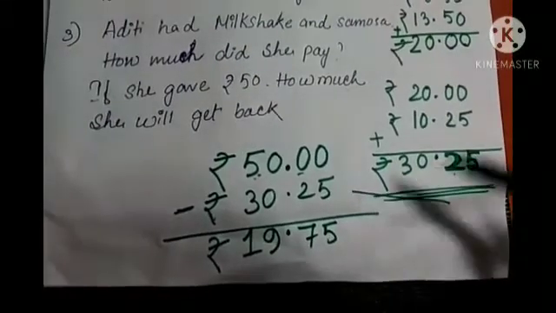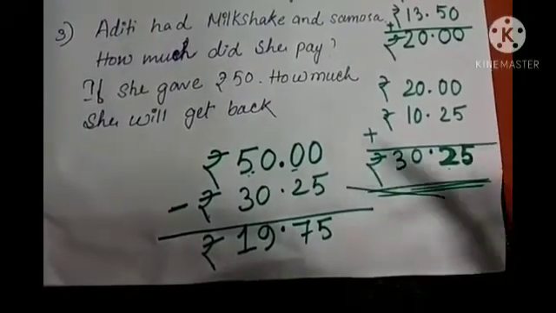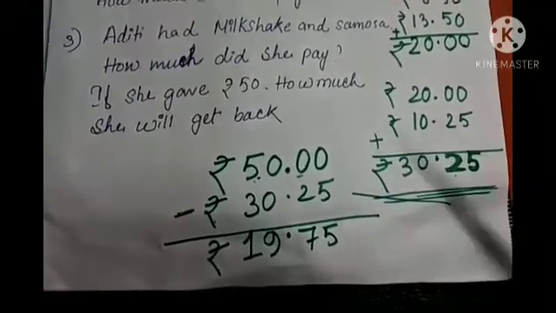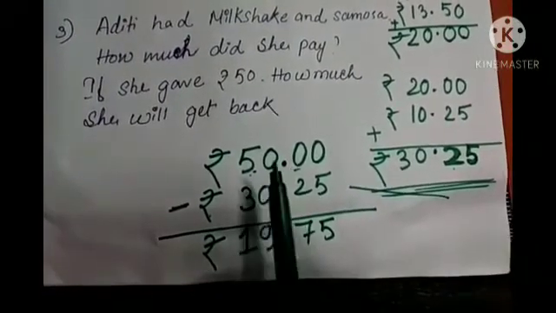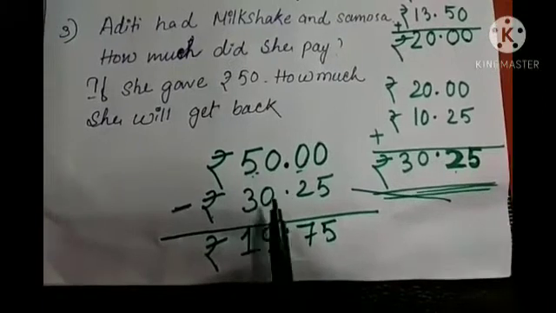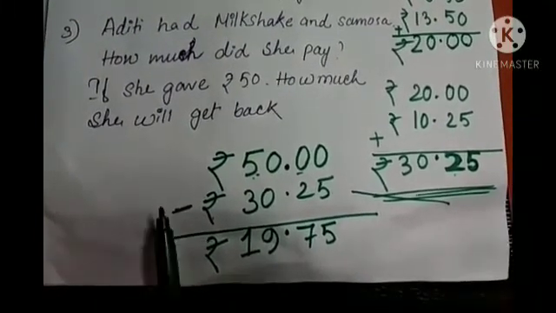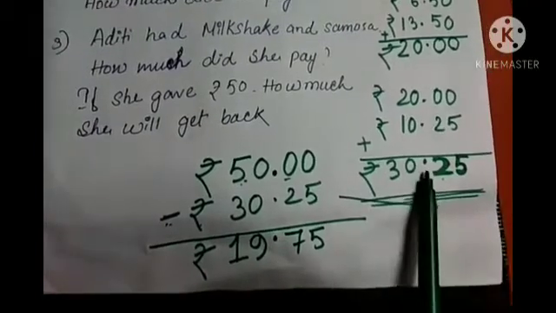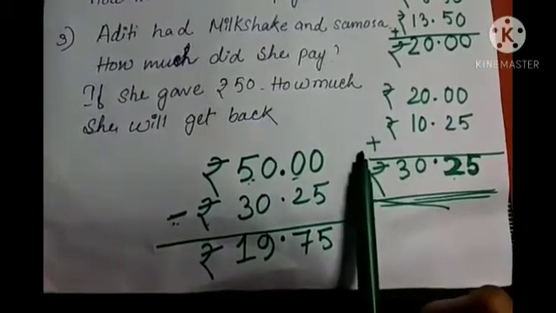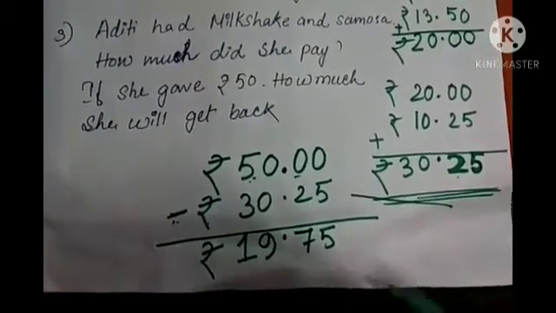Okay, because in that case, whatever you have paid, if it is more than your bill, it means you are paying more than your bill, so obviously you will get some money back. So that one we can find out by using subtraction, and to find out the total bill we have to use addition. Okay, so in this way you have to do it.